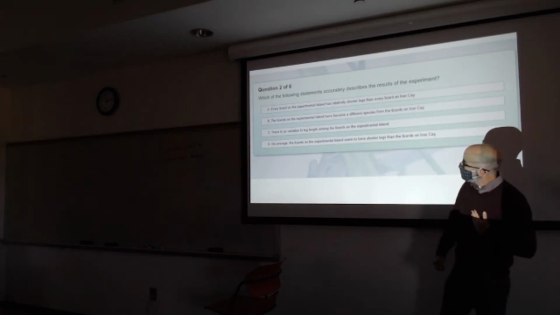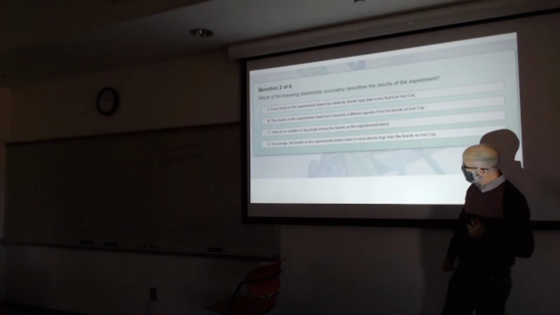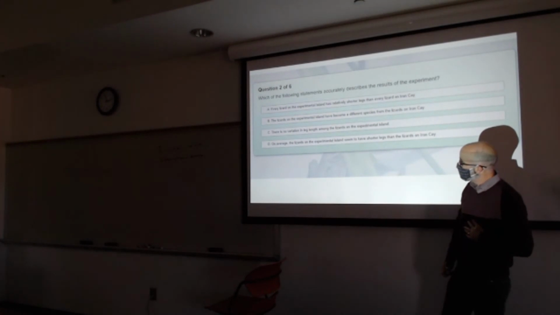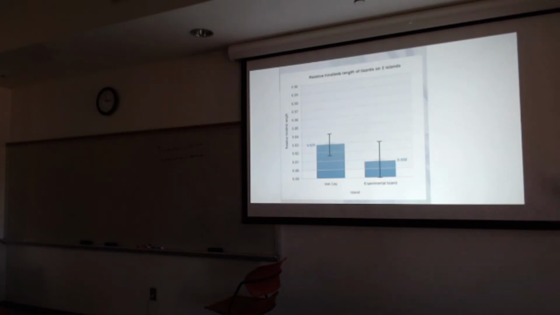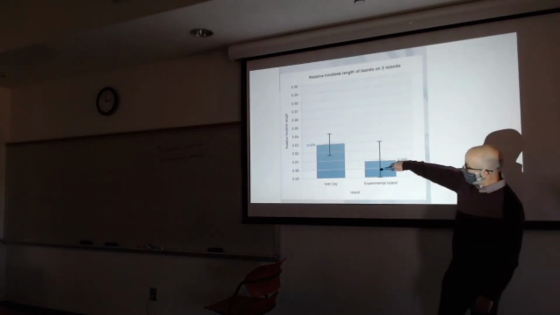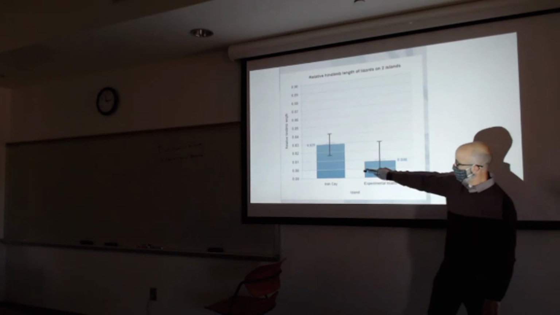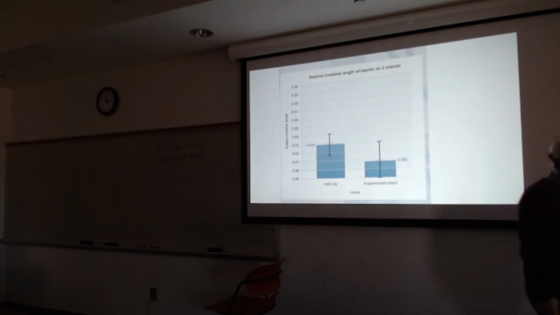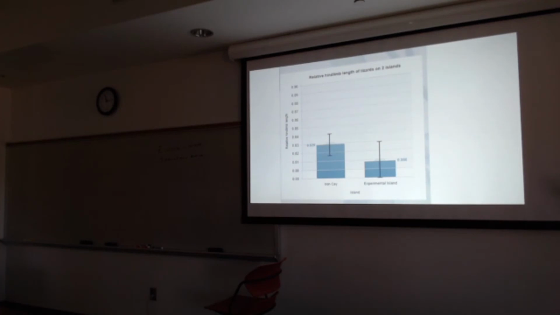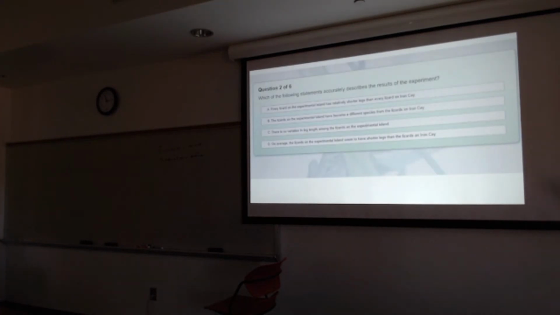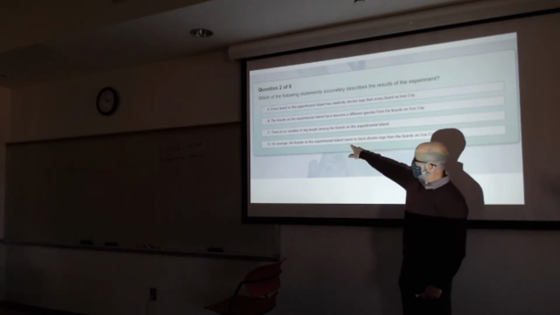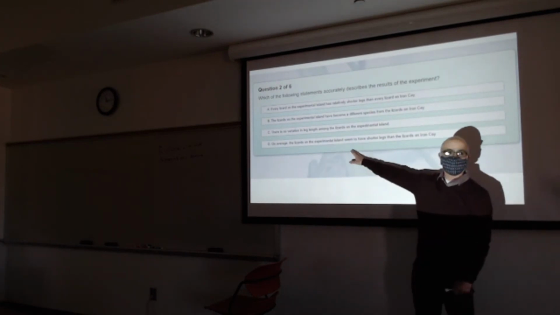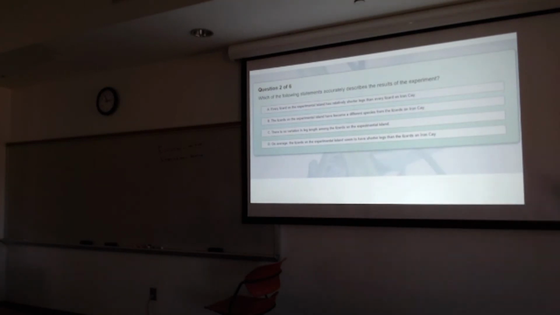What about C? There is no variation in leg length among the lizards on the experimental island. There is no variation. Clearly, there's actually a lot more variation on the experimental island than there is on Iron Cay, okay? So that process of elimination gets us to D. On average, the lizards on the experimental island seem to have shorter legs. See, there's even some weasel words in here. We're not real confident about this, but it appears that they have shorter legs, okay?